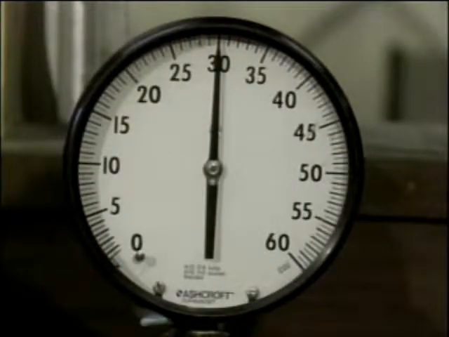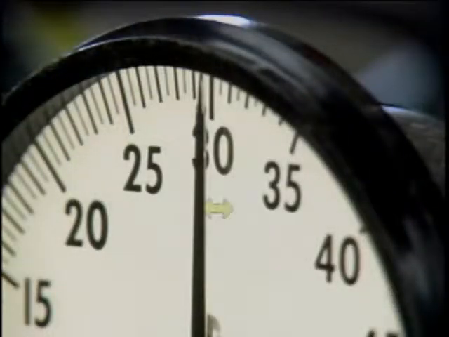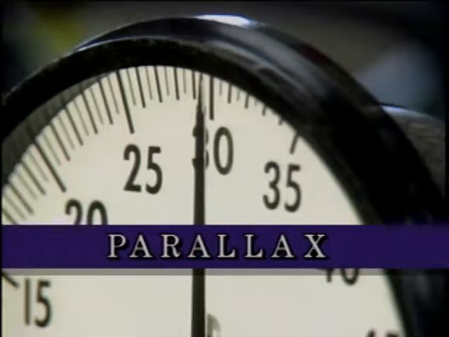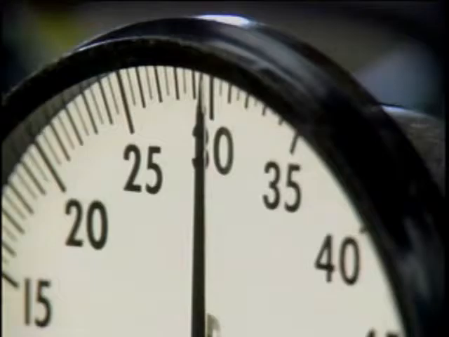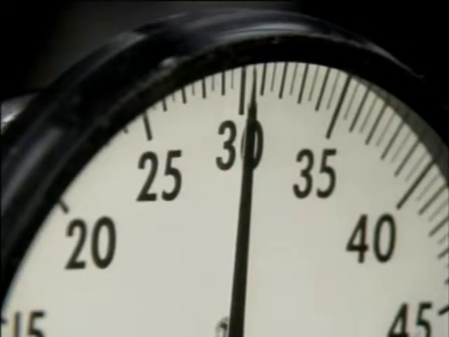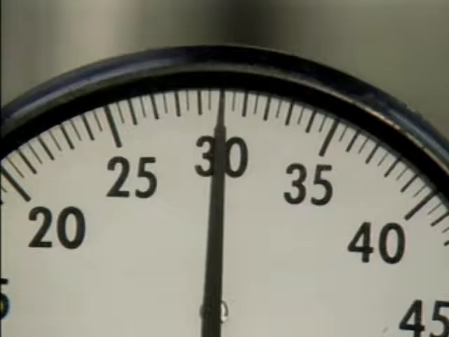Many indicating instruments use a pointer and a scale to indicate a measured value. When there's a gap between the pointer and the scale, an optical illusion called parallax has to be taken into account when the instrument is read. For example, when this pressure gauge is viewed from the right of center, the pointer seems to indicate 29.5 pounds per square inch. But when the gauge is viewed from the left of center, the pointer seems to indicate 30.5 pounds per square inch. When it's viewed straight on, we can see that the pointer is actually indicating a value of 30 pounds per square inch.